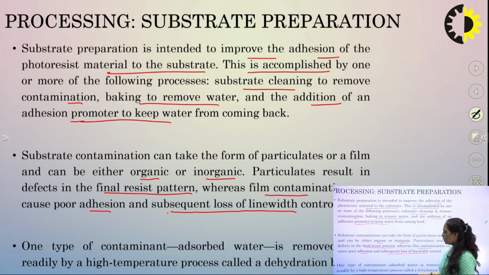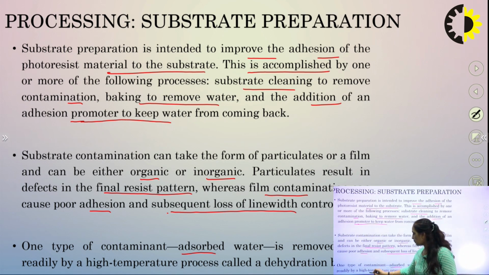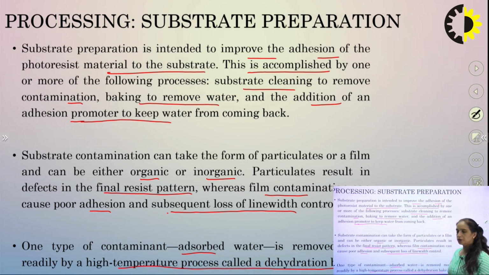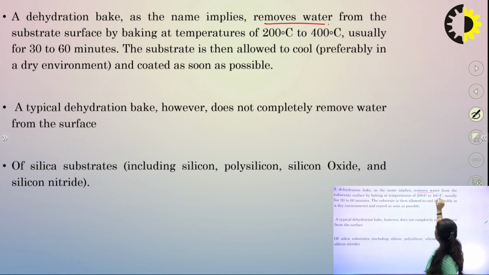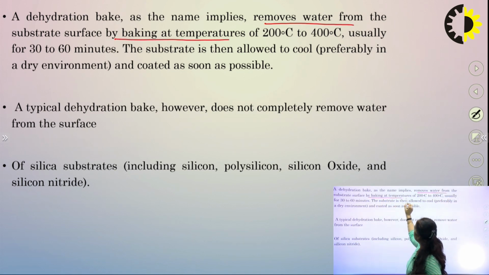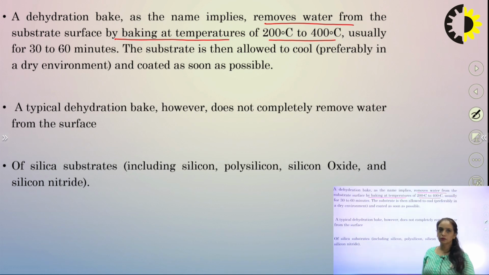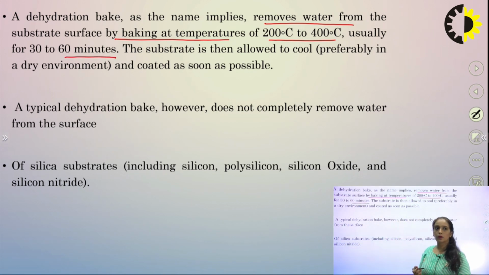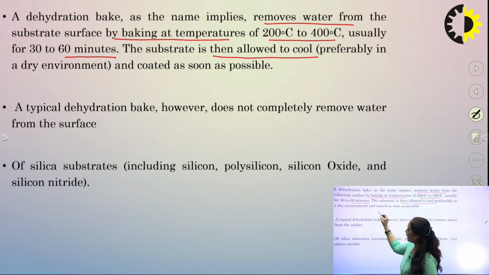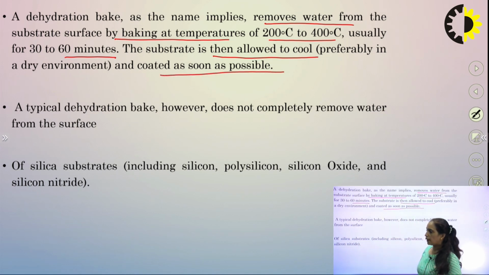One type of contaminant, absorbed water, is removed most readily by a high temperature process called the dehydration bake. Dehydration bake, as the name implies, is the removal of water from the substrate by baking it at a temperature of 200 to 400 degrees C. We bake the wafer at 200 to 400 degrees C for about 30 to 60 minutes, so that if it has some water molecules, they will be removed. The substrate is then allowed to cool, preferably in a dry environment, and then coated as soon as possible. The coating of PR is done as soon as possible.